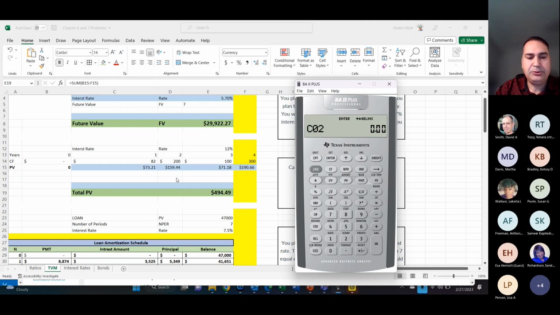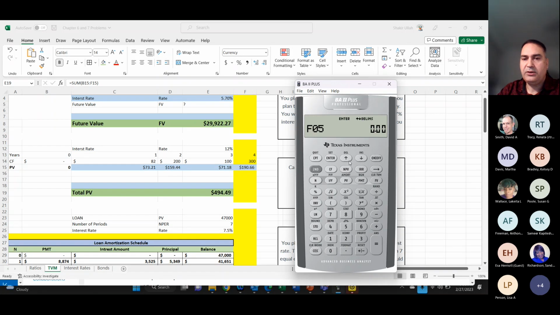Scroll down, it is asking for cash flow 2, which is 200. So let's enter 200. And I need to press the enter button in order to register it. Scroll down, it is asking for the frequency of the $200. Again, that is 1, already registered. Scroll down. Cash flow 3 is 100. Enter. So that is registered. Scroll down. Frequency is again 1. And the last cash flow is 300. So scroll down to cash flow 4, 300. And enter. And frequency is 1.